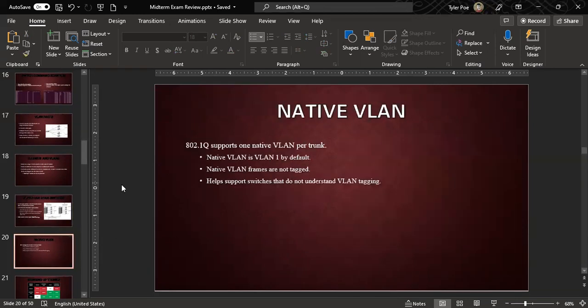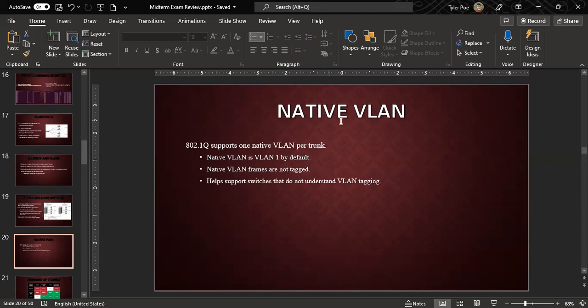Trunking basically does the tagging. That's why we set up VLAN trunking: the trunking is what creates the tags and allows multiple VLANs to coexist on multiple switches.